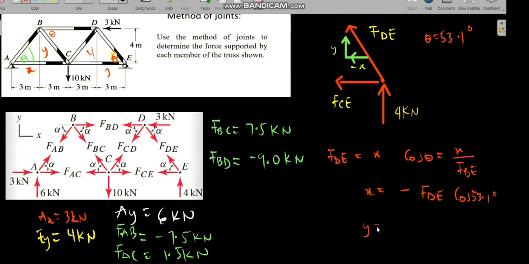So let's see for the Y part also. So the Y part will become FDE sine of 53.1 degrees. Should that be the Y part also? So now that you've gotten the X and the Y part of the FDE, let's go ahead and finish up.